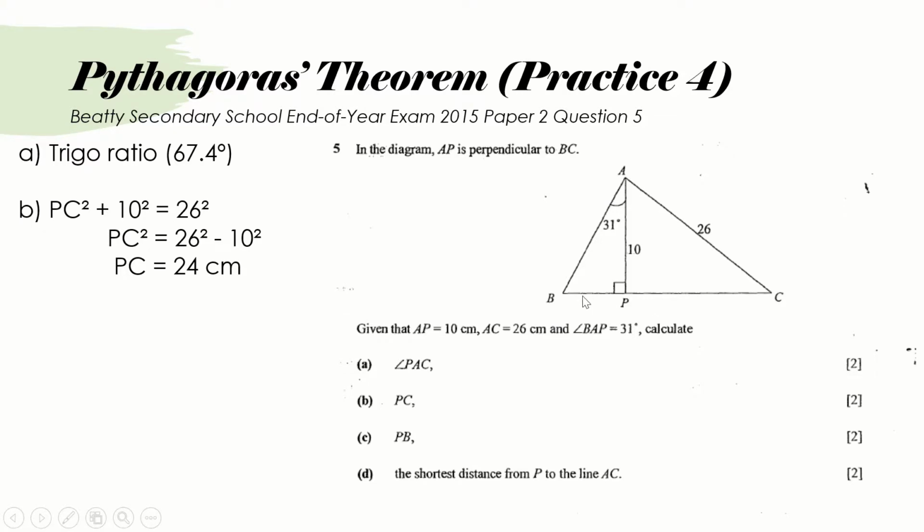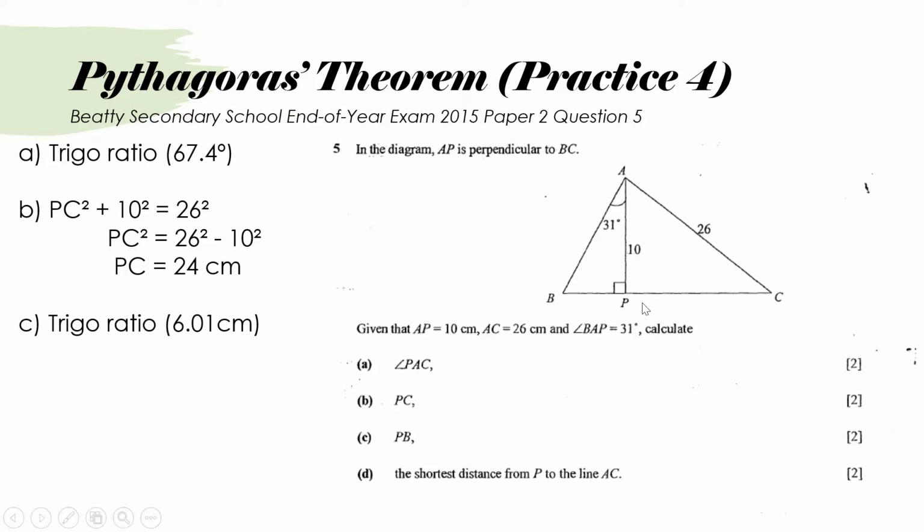Okay, what about PB, part C? Not possible using Pythagoras theorem. Why? Because you only know one side, AP. You know one angle, 31 degrees. So you have not enough information. The only way is to use trigonometric ratio. To calculate it, you find that PB is equal to 6.01 centimeters.